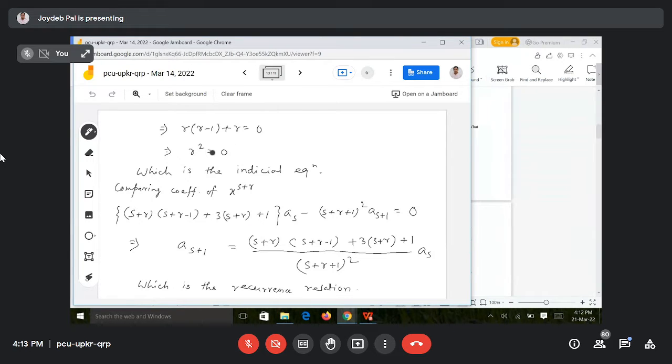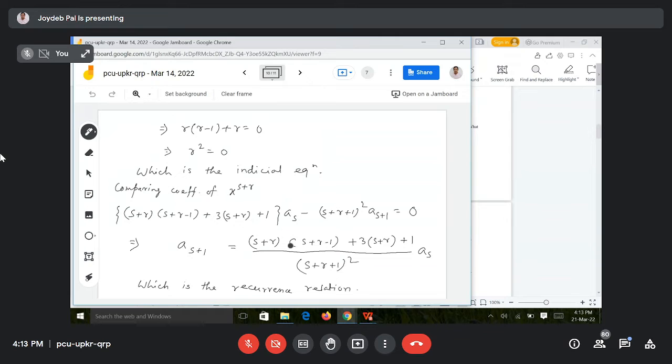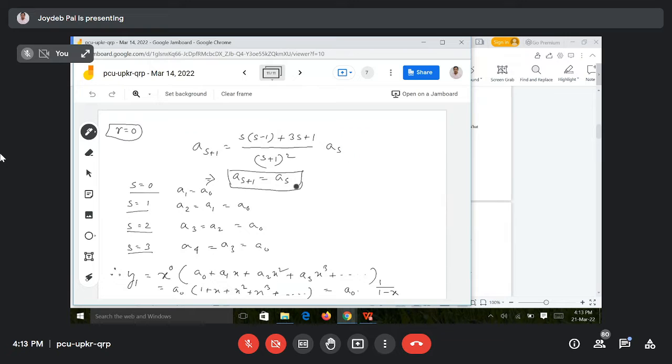Now r is a quadratic equation, but here both the values are equal, 0 comma 0. For one value, we can always find a solution. So for r equal to 0, in the recurrence relation you put r equal to 0, so you will get this recurrence relation, and on the basis of this recurrence relation you can find the first solution. You will get the relation between the coefficients, and then you will get one solution. Up to that I told.